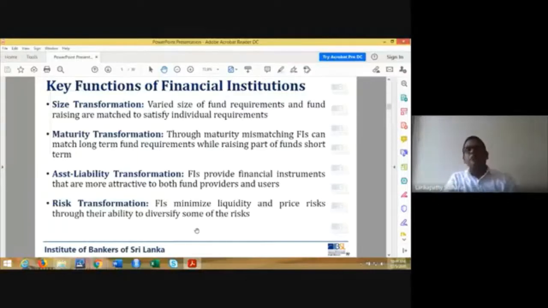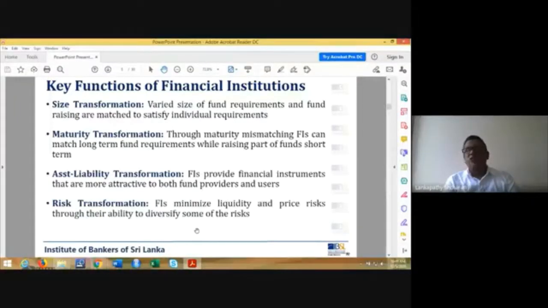That's what the first bullet is saying: the varied sizes of fund requirements and fundraising are matched to satisfy individual requirements. So that is one of the key functions of a financial institution. The second one is maturity transformation. That is also one of the important key functions done by the financial institutions.